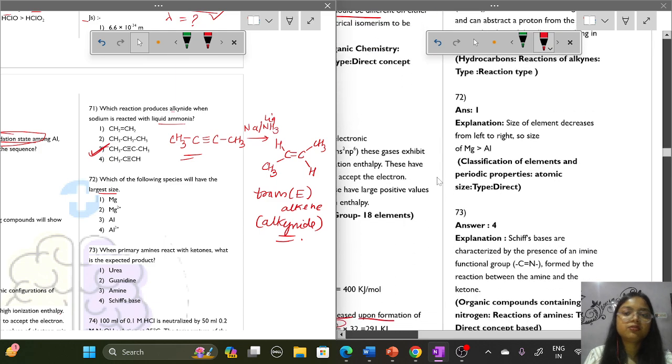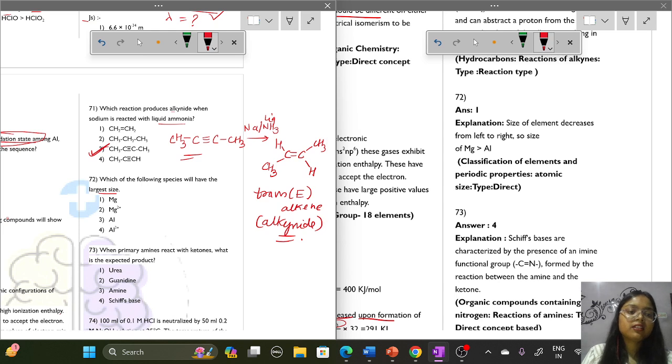Question number 72. Here, the chart for larger size cations. Mg+2 is the cation of Mg and Al+3 is the cation of Al. The cations always have smaller size than the parent atom. So for the Mg+2 cation, the parent atom is Mg, and for Al+3, the parent atom is Al.